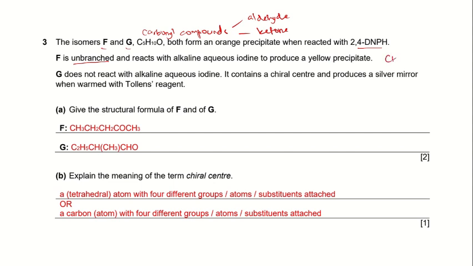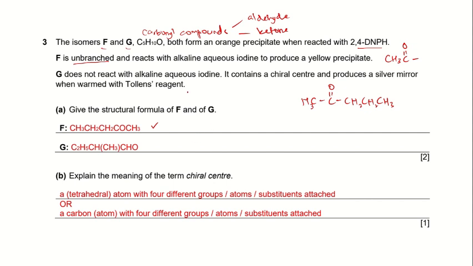Only a carbonyl compound with the CH3CO structure in the molecule can react with alkaline aqueous iodine to produce a yellow precipitate. F is unbranched, so that means F, with 5 carbons, must have this structure in the molecule. Just start from the left hand side with CH3CO, and the rest will be the R group. So this is the structure of F, and the answer scheme matches the structure that we solved.